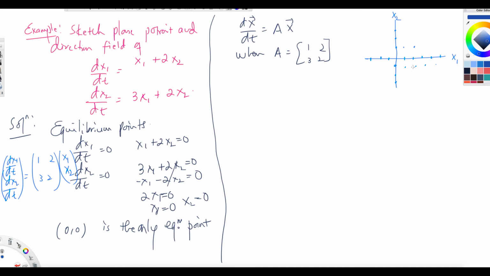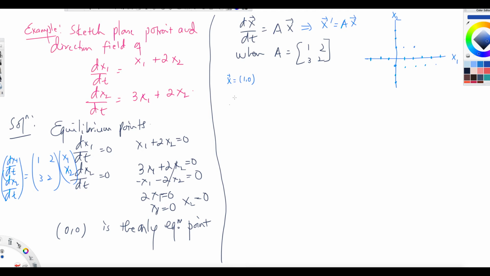What we do is let us take 1, 0 there, okay? Let us take vector x equals 1, 0. So what happens there? If you put vector x equals 1, 0, this can be written as x prime equals Ax. You can write that way because x prime is dx over dt, right?